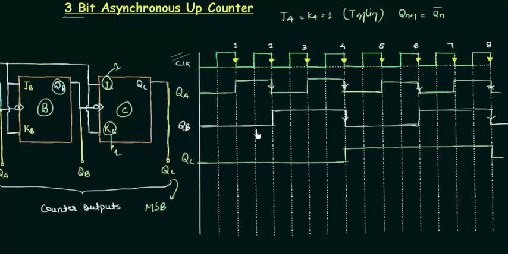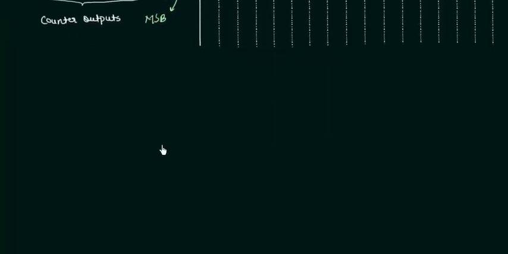Now we can make the table for this 3-bit asynchronous up counter, and we can see how it is actually counting depending upon these waveforms that we have just obtained. So I will make a simple table, in which the first column is clock, and the second column will give us the outputs QC, QB, QA, and the final column will give us the decimal equivalent. I will separate them by vertical straight lines.